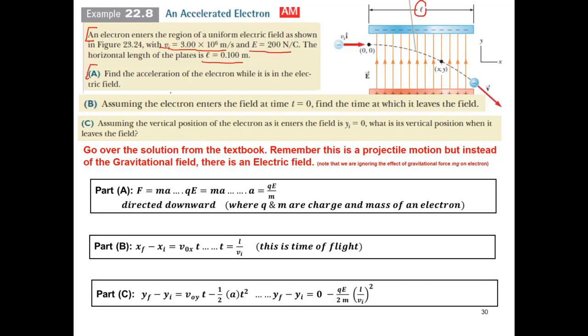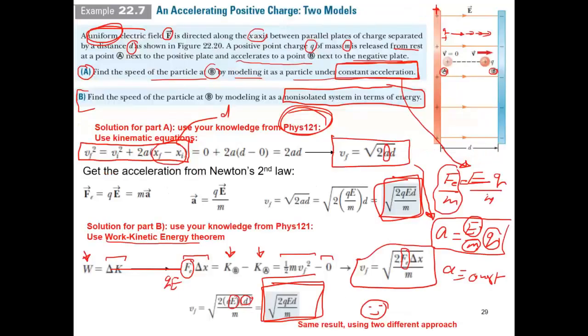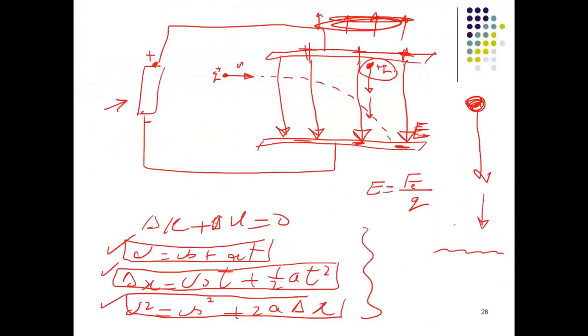Part A, find the acceleration of the electron while it's in the electric field. We just did that. We just did this method, so I don't want to repeat it again. So the electric field is simply E, so a is equal to qE divided by m.